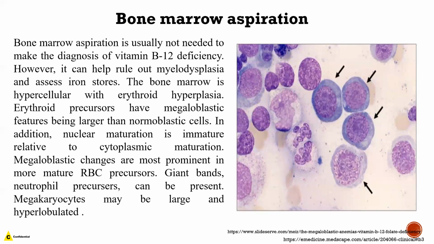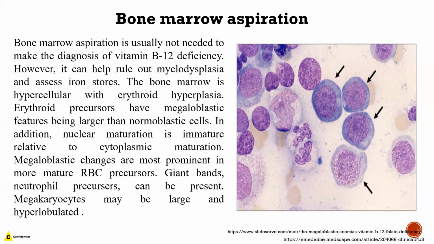Bone marrow aspiration is usually not needed to make the diagnosis of B12 deficiency. However, it can help rule out myelodysplasia and assess iron stores. The bone marrow is hypercellular with erythroid hyperplasia. Erythroid precursors have megaloblastic features, being larger than normoblastic cells, pointed by the arrow. In addition, nuclear maturation is immature relative to cytoplasmic maturation.